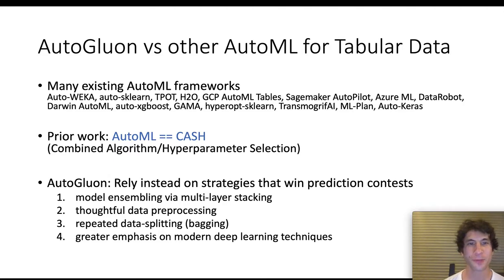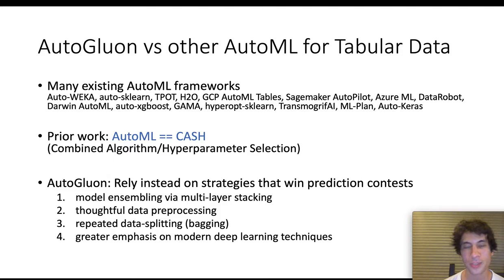So what's the difference between AutoGluon and other AutoML tools for tabular data? Like all of these existing AutoML frameworks I talked about, and there's many others. One key difference is many of these prior works viewed AutoML solely as CASH, or combined algorithm and hyperparameter selection, where here algorithm is used interchangeably with the term model. This means these tools spend a lot of time searching for the best models, and they only do a little bit of model ensembling, and they put a little bit of effort into, say, data preprocessing.